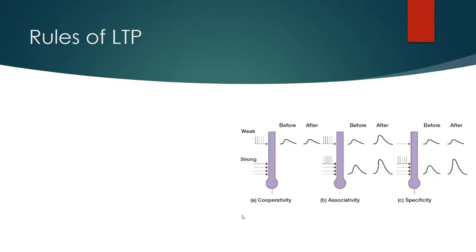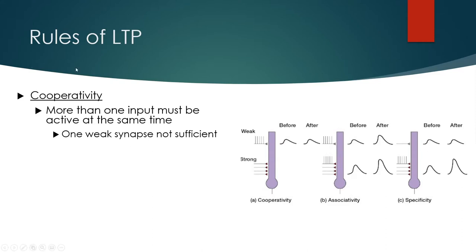And so Bliss and Lomo developed this set of rules around how these synapses are being potentiated, how they're growing. And the first rule here is cooperativity. So let's break down this graph and how this works. These lines on top of this presynaptic cell right here indicate that this one is firing, because there are no lines on the strong one. It means the strong one is not firing. And so this is the idea, something we were hinting at in the last slides, that if you have this weak stimulus and it's not enough to drive this postsynaptic cell to start firing, to depolarize, then this weak synapse will not be potentiated.